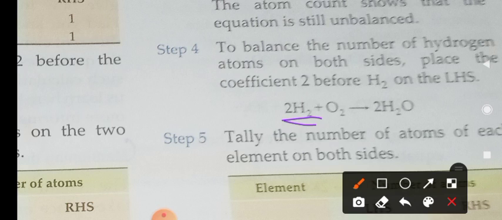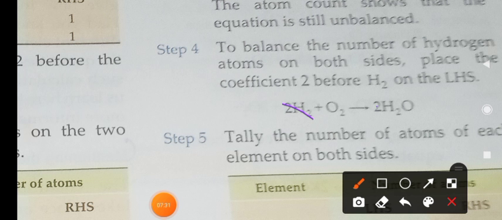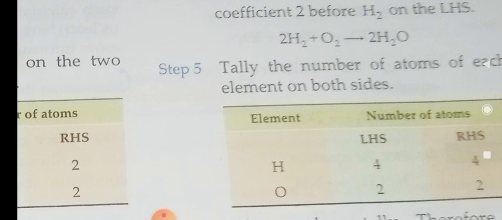Now check the number of atoms on both sides. 2 2s are 4 hydrogen here, and here also 2 2s are 4 hydrogen. So hydrogen is balanced. What about oxygen? 2 oxygen here, and here also 2 oxygen. So the number of hydrogen and oxygen atoms are balanced now. Thus the equation is a balanced one.